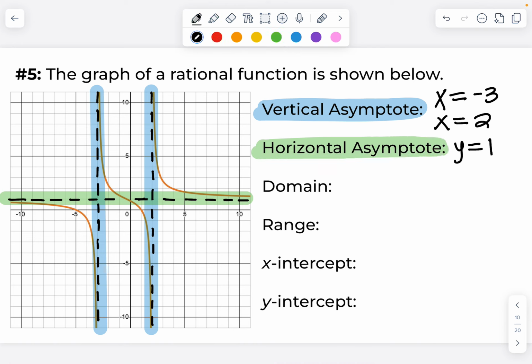Now notice one thing about vertical asymptotes: we never cross a vertical asymptote, never. We can cross a horizontal asymptote. That feels really weird. I know it feels weird. But notice this middle portion of my graph, I do cross that horizontal asymptote.